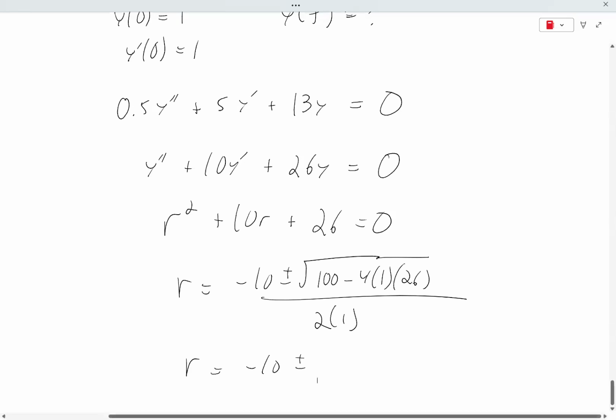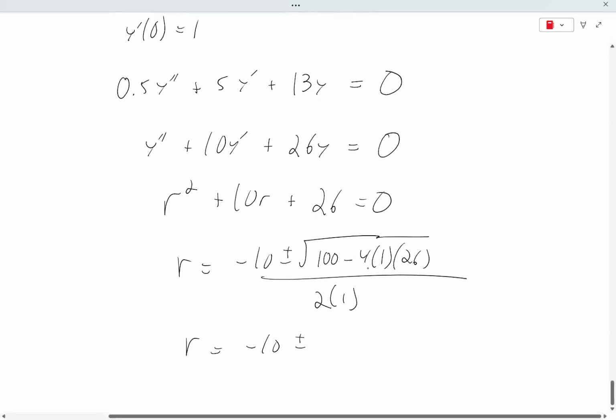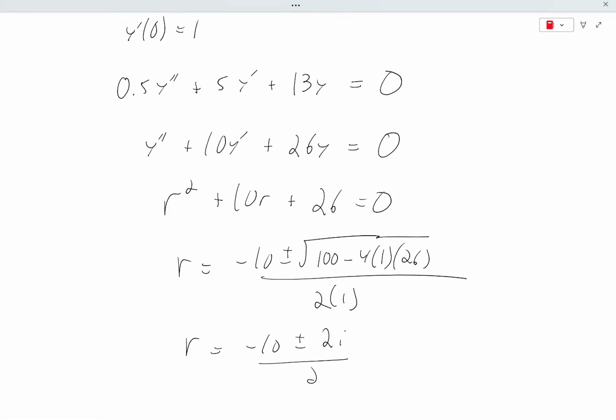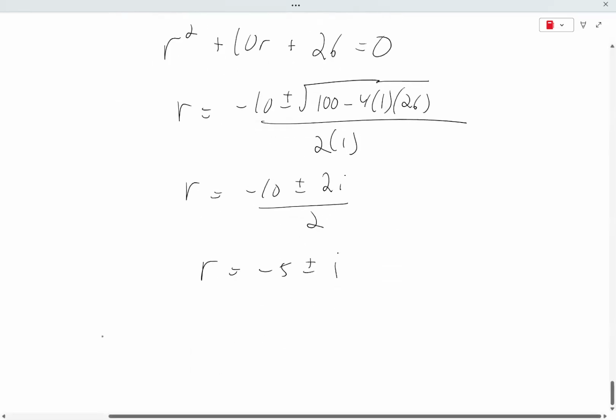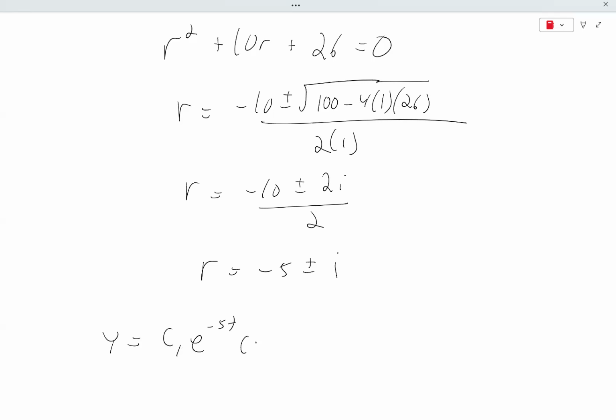Okay, so that's going to be negative 4, right? So it's the square root of negative 4 here. The square root of negative 4 is 2i, right? So plus or minus 2i over 2. Not bad. Okay. So then you get r equals negative 5 plus or minus i. So then y equals c1 e to the negative 5t cosine t plus c2 e to the negative 5t sine t. That'd be your general solution.